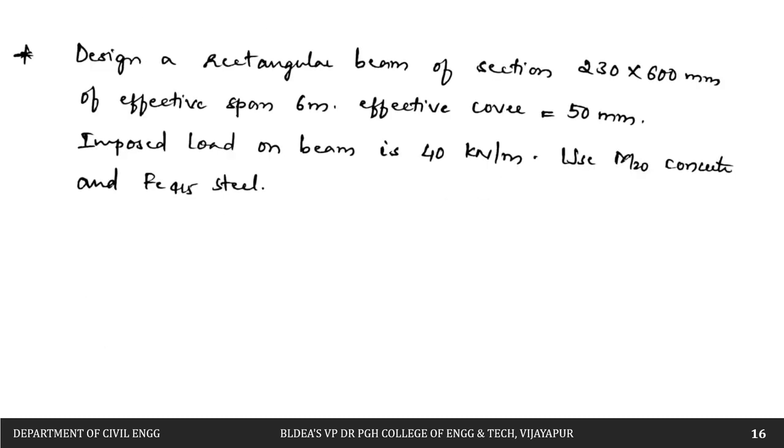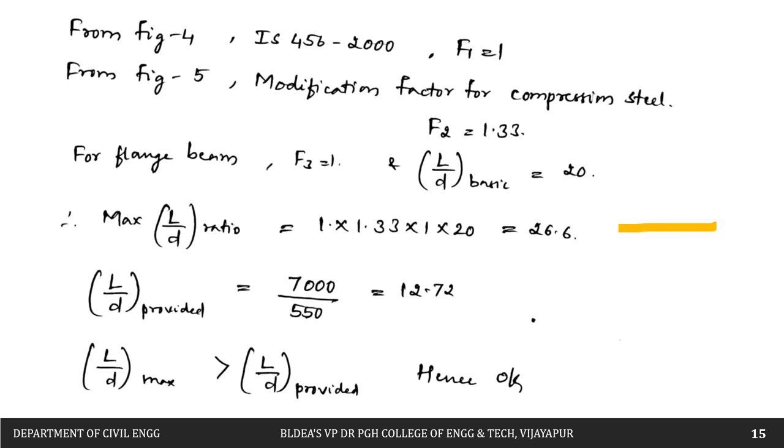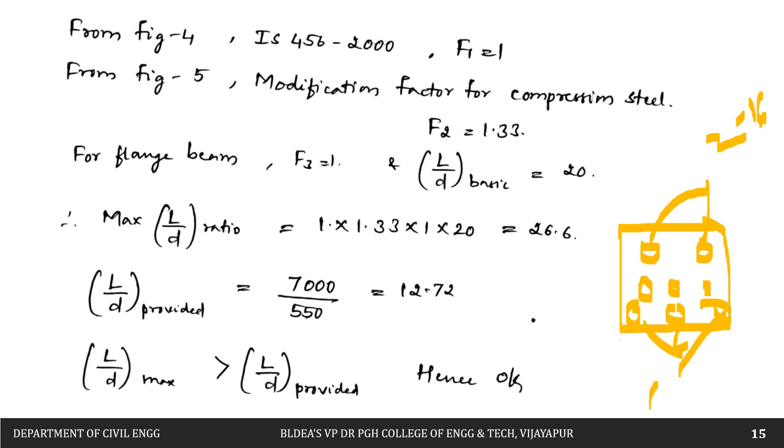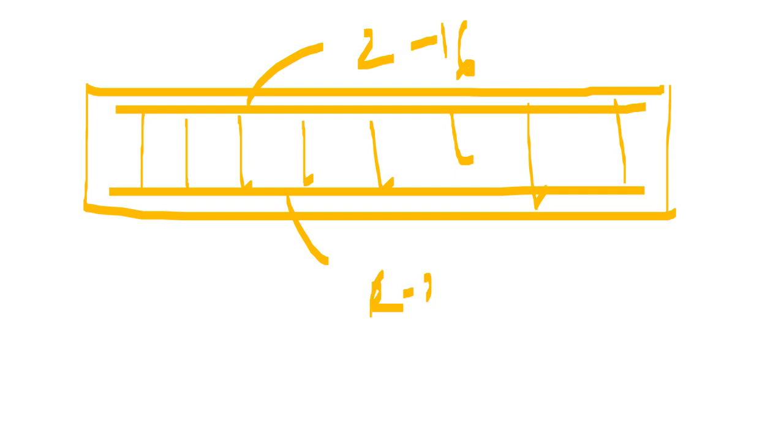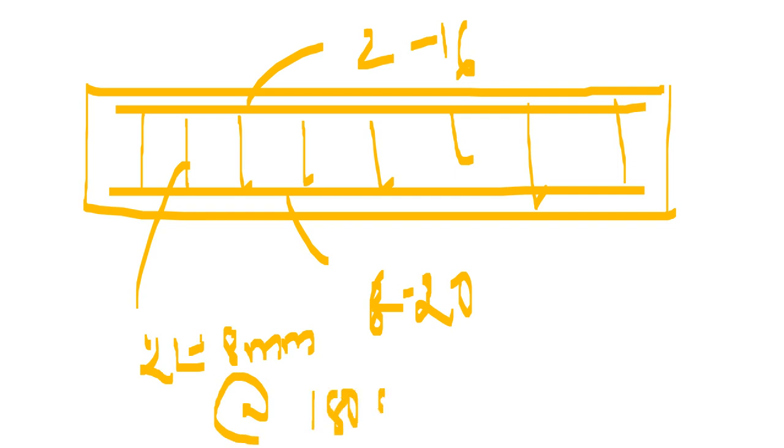We can do the detailing. After this we are going to do the detailing of this beam. We can draw the cross section of the beam. Here you can show 2 bars at the top, which are 2 bars of 16 mm dia, and at the bottom 6 bars of 20 mm dia. Then next you can show the longitudinal section of the beam. Here you can show the top, the bottom, and these stirrups. So this is 2 bars of 16 mm dia at the top, 6 bars of 20 mm dia at the bottom, and you can show the stirrups as 2 legged 8 mm at 180 center to center.